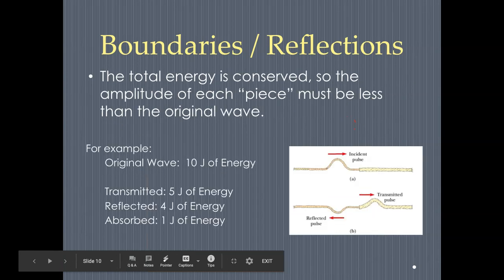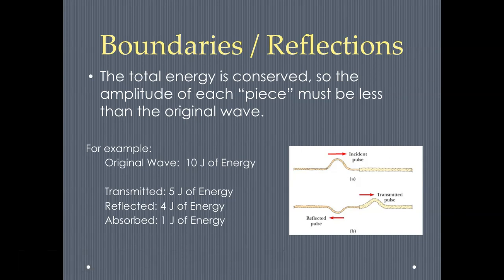An example here that I have, let's just put some values to this, okay? So let's say the total energy is conserved, and the amplitude of every piece has to be less than that original wave. And so here's a good simple example. Let's say we made an original wave that has 10 joules of energy, okay?